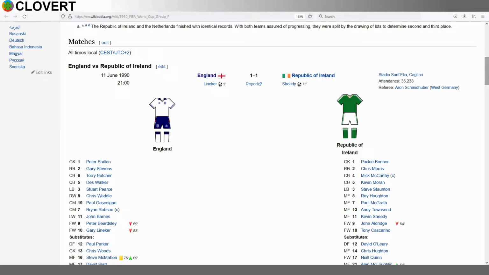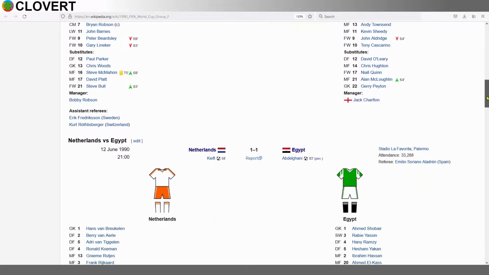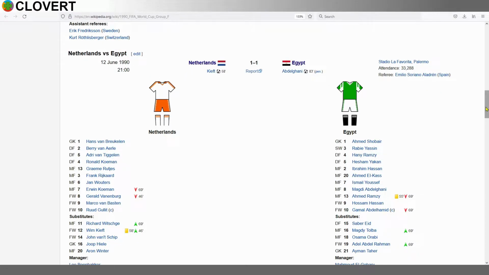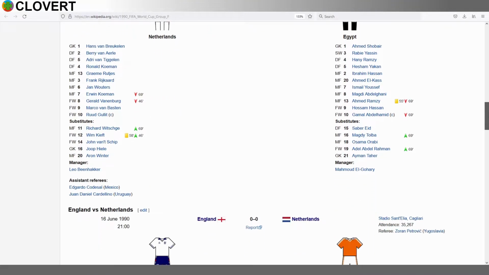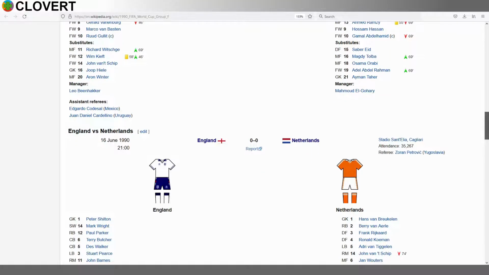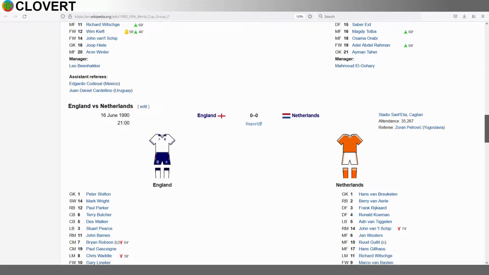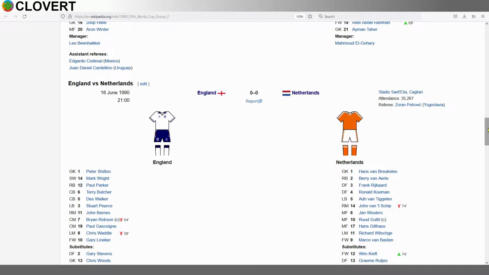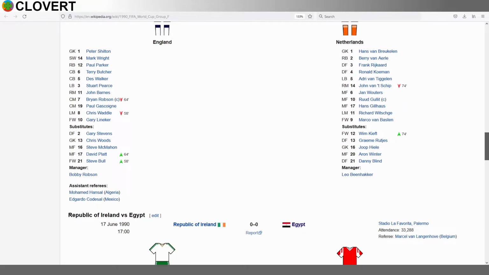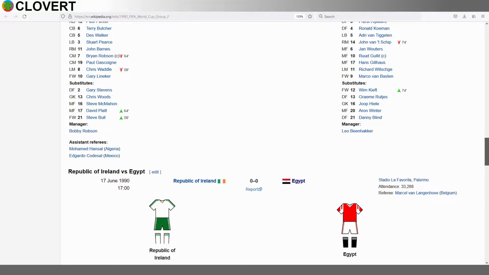The first game was between England and the Republic of Ireland, and that ended up in a 1-1 draw. And the next game was between the Netherlands and Egypt, and this one also ended up in a 1-1 draw. So, on to the second round of matches, we had England and the Netherlands, and this ended up in a 0-0 draw. So we're starting to see a lot of draws happening. Every game so far has been a draw. So what happened with the next game? It was Ireland and Egypt. And look at this. It was also a 0-0 draw.